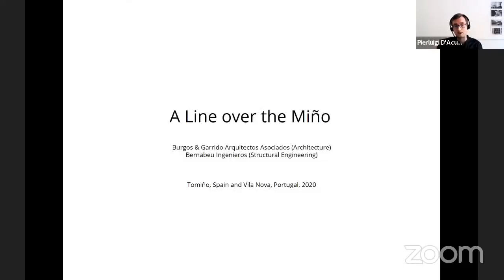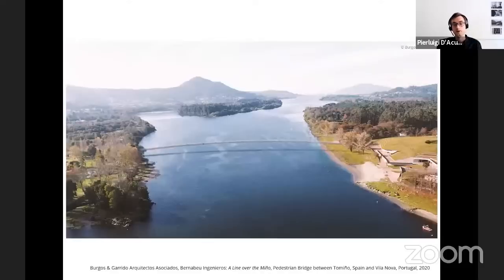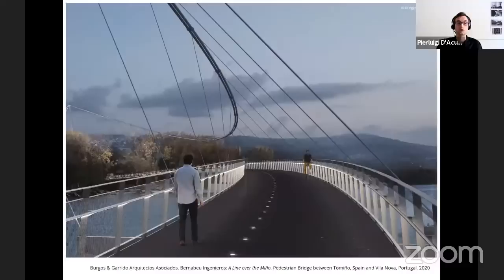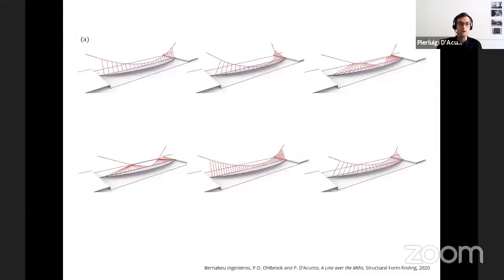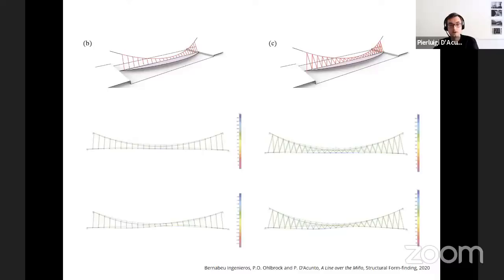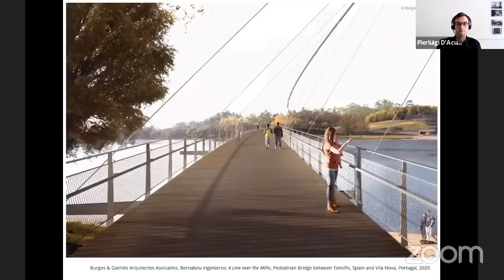The same technique has been applied to actual projects. These projects by Burgos Garrido Arquitectos, supported by the structural engineer Bernabeu Ingenieros. And specifically, me and a colleague at ETH Zurich have been asked to support the structural form finding of this project. So we use the vector-based graphic statics and the combinatorial equilibrium modeling in order to generate different design solutions that eventually then led us to select a specific solution and then develop it further on with other tools, for example, to test dynamic behaviors and other considerations that clearly cannot be considered using only graphic statics.